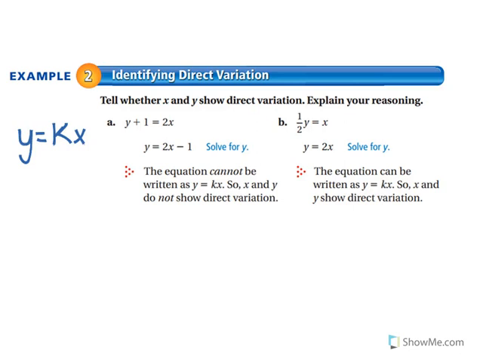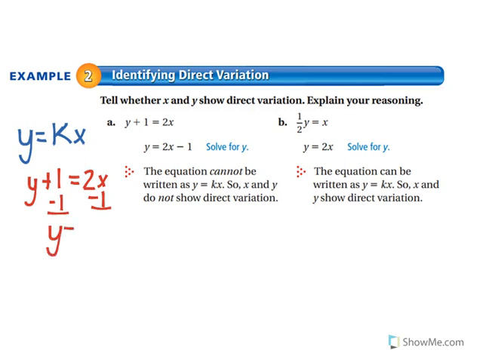So when we have an equation like y plus 1 equals 2x, our goal is to get the y by itself. And then we can see if it looks like it's in that form of y equals kx. So I'm going to have to subtract 1 from both sides.